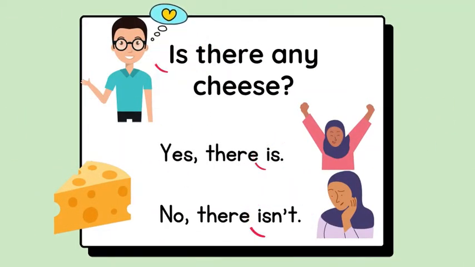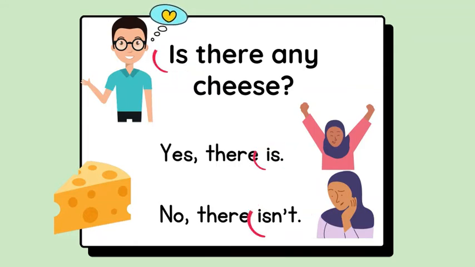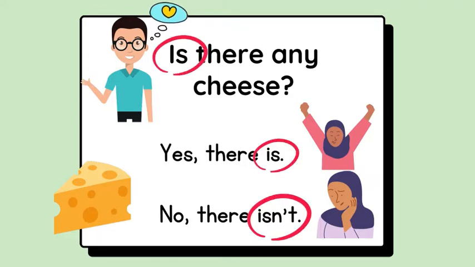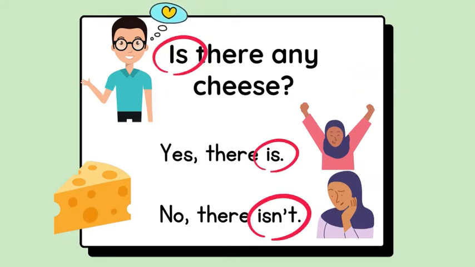Look at the red circle. When the question uses is, then the response must use is or isn't. When the question uses is, it means the question is about a singular noun, and the response must use singular words as well. Focus on the red circle. Is there? And the responses are yes, there is, or no, there isn't.